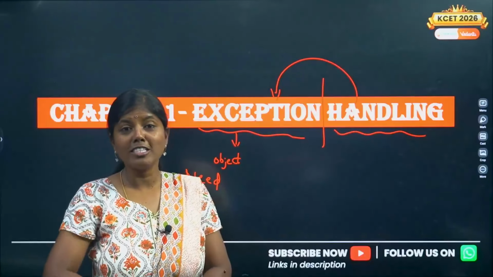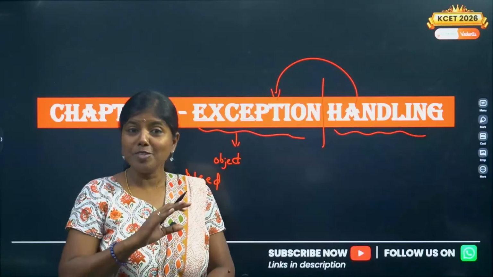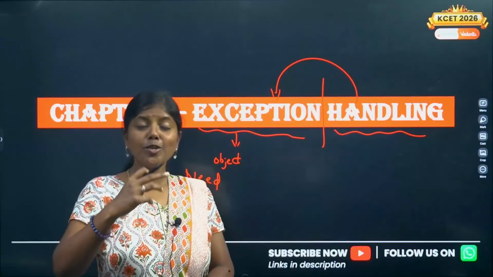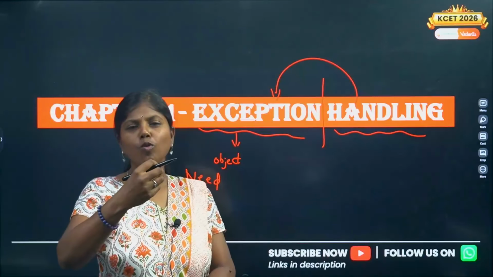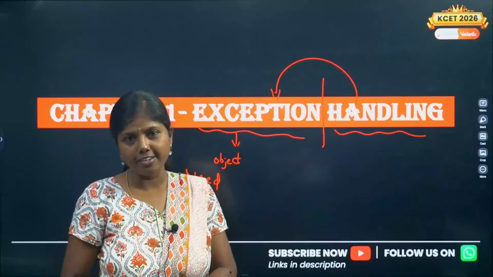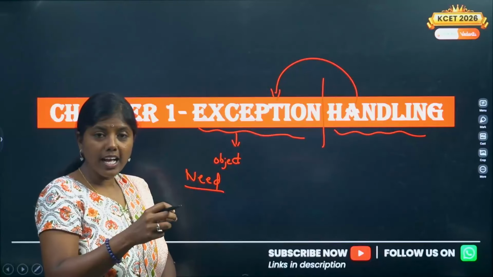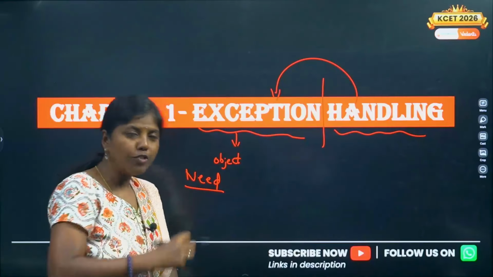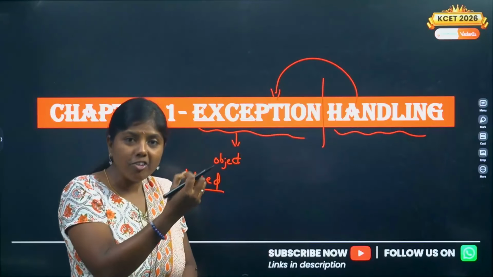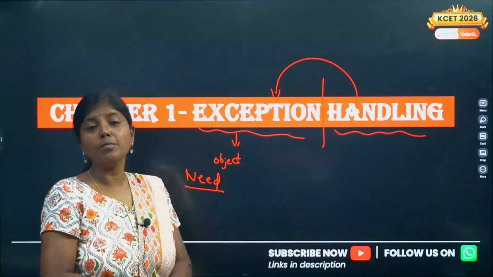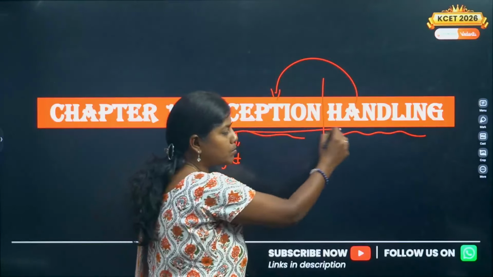Very simple. The definition itself says that an exception disrupts the normal flow of execution. We don't want it to get crashed. We want the normal flow of execution. So the need of exception handling is basically to have a normal flow of execution, to prevent the program from crashing, to increase program readability, and it also helps in debugging. So that's why we have to study this chapter called exception handling.